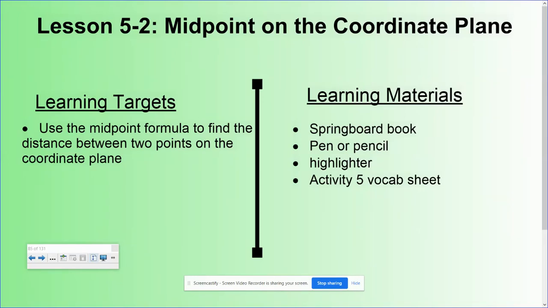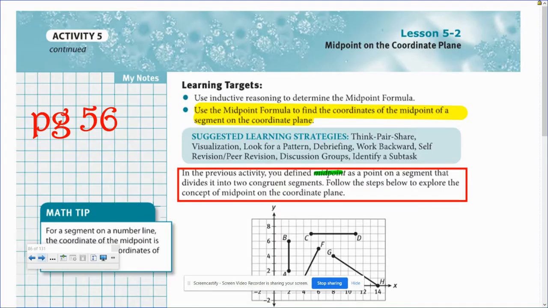All right, so today in geometry, we are doing lesson 5-2, which is the midpoint on a coordinate plane. What we're going to do today is figure out what the midpoint formula is and use it to find the midpoint between 2 points on a coordinate plane. So make sure you have your book, something to write with, and your vocab sheet handy so you can put that midpoint formula on there so you won't forget it. So let's get started here.